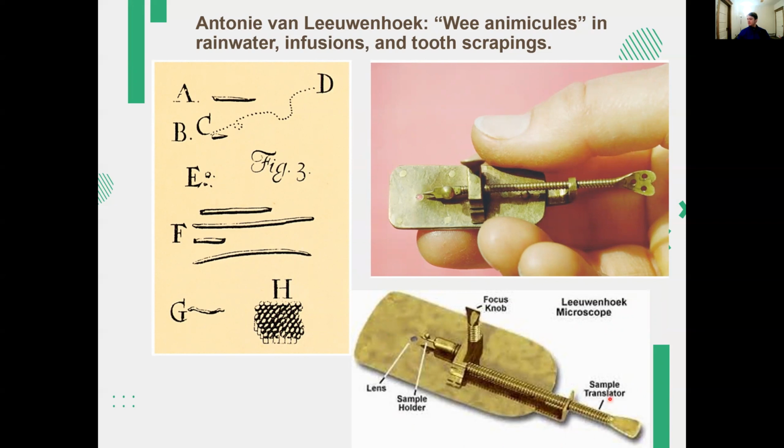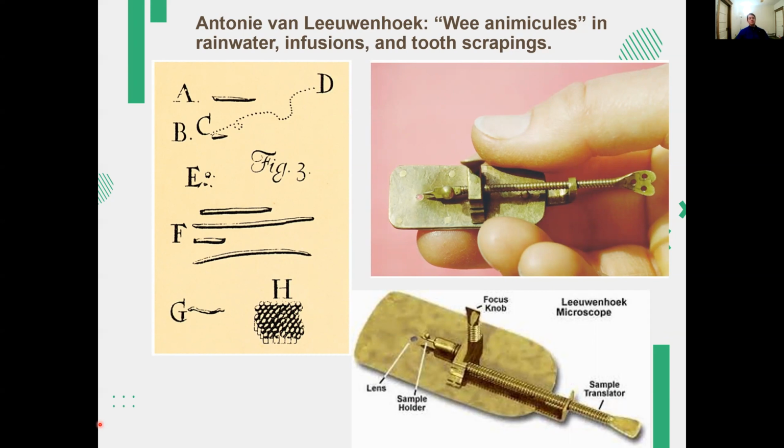This is how it would function, with your sample translator at the bottom to move the sample, the focus knob, the sample holder being this pin over here, and then the lens. You can just imagine the strain of moving your sample through a little lens or hole that small placed up to your eye. It would have been pretty bad. At the end of his life, he ended up owning approximately 400 of these little microscopes. Notably, he was able to get the magnification up to 300 times, which is really quite good considering the simple structure of these microscopes.